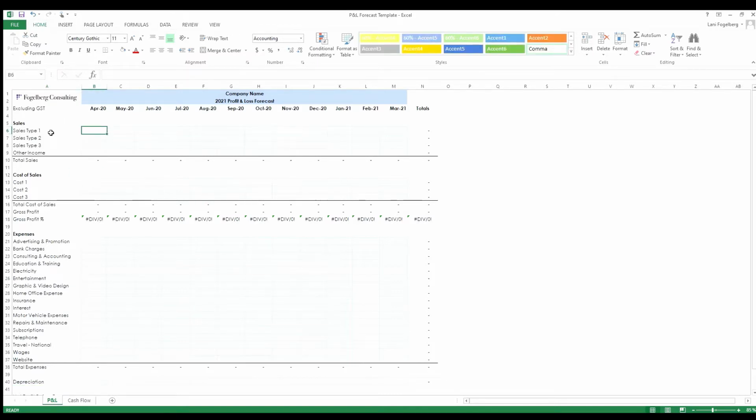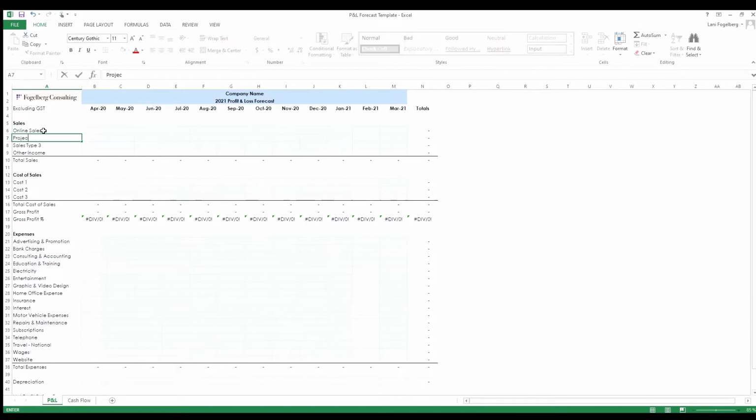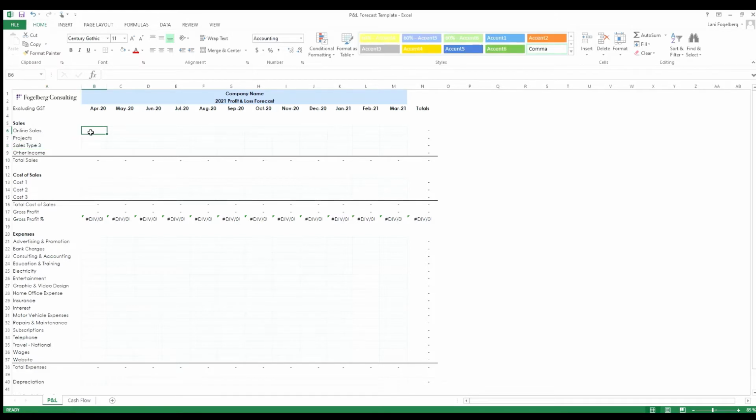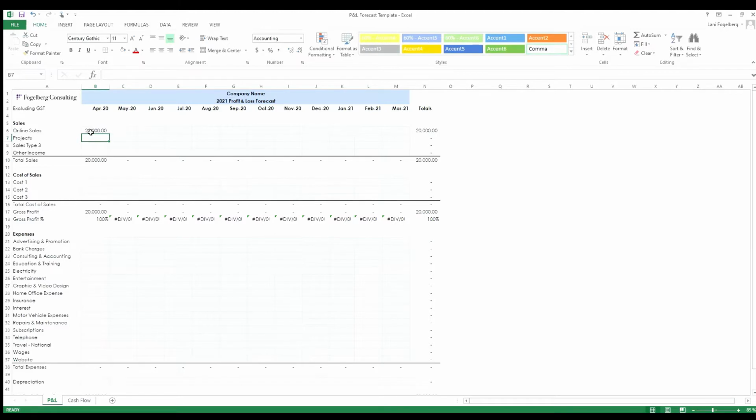For example, you may have 3 different sales channels. One may be online sales, one may be projects. It could be anything. It's going to depend on the nature of your business. Fill these out accordingly. Online sales, April 2020, maybe $20,000. Special projects might be $7,000. As you can see, the spreadsheet starts to complete itself with the totals and the gross profit.